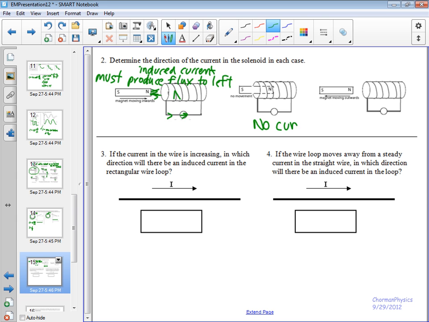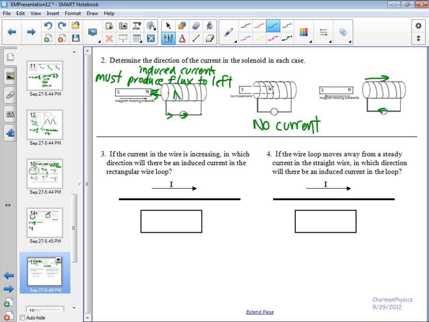Here, there's no current. And here, the current would have to be in the opposite direction, because it would have to produce an increasing flux towards the right. If you don't remember that, go back to your notes from last year on the magnetic field produced from a solenoid. A few more examples here.